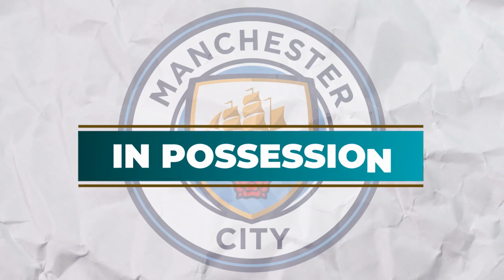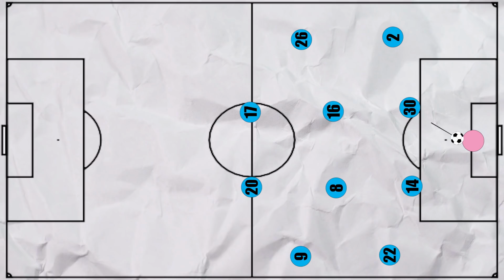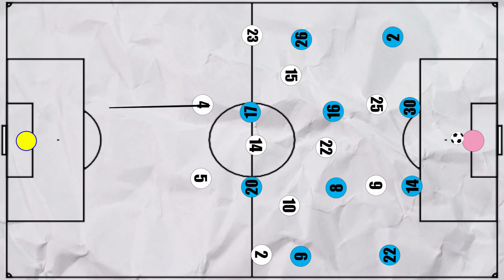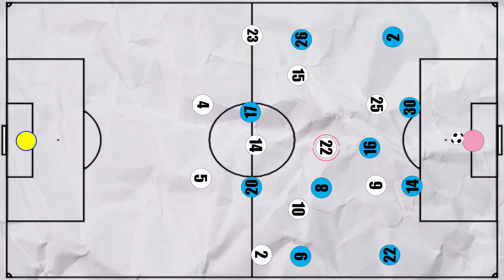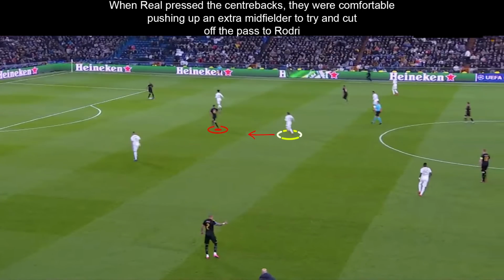Now let's move on to City's attacking plans. From deep, City looked to play out from the back, but Zidane was well prepared for this and orchestrated a great press to stop this. The two forwards got the two centre-backs, and Rodri often dropped deeper than Gundogan. With the extra man in midfield, Madrid could confidently push him high to prevent the pass to Rodri.